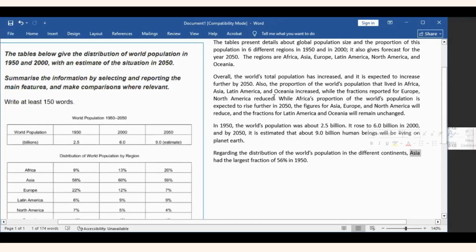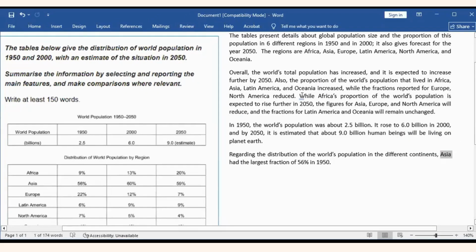Let me check something here. I want to make sure I demonstrate good cohesion. So this says the proportion of the world's population that lived in Africa.